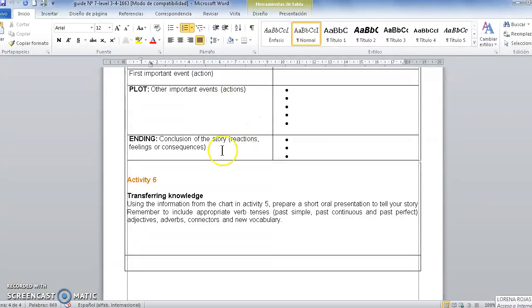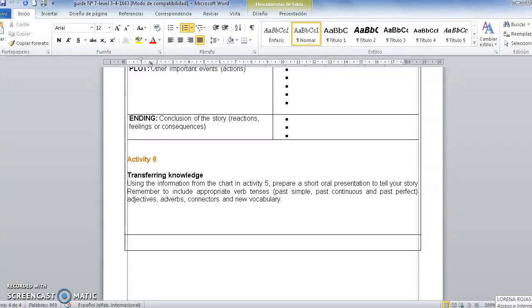Using the information in this chart, you're going to prepare another presentation to tell me or to tell somebody your story. If you want to tell me the story on our next tutoring session, that would be perfect. Remember to use past tenses, adverbs, adjectives, connectors, and new vocabulary for the story. This is a very good exercise. It is good preparation for your final exam.